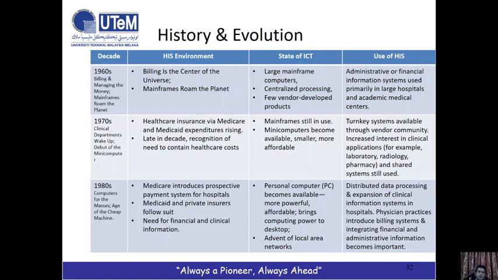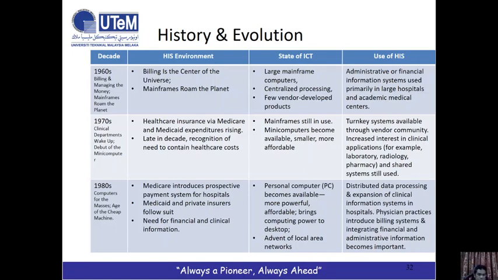So in terms of use of HIS, turnkey systems were available through the vendor community. Now in 1970, a lot of vendors came up with solutions. They offered fragmented applications, for example laboratory, radiology, and pharmacy systems. But at this time all the applications were fragmented. Fragmented means standalone. They do not communicate with each other.